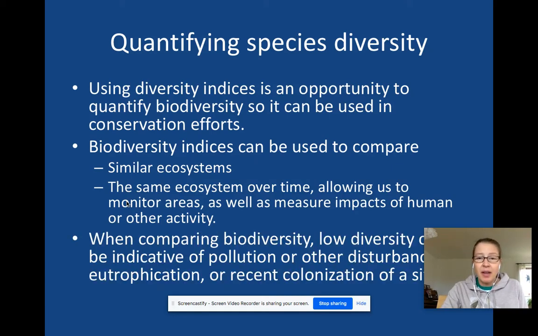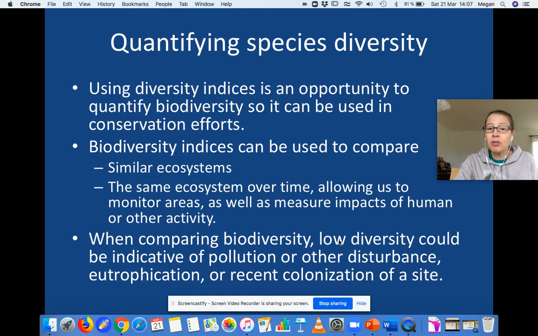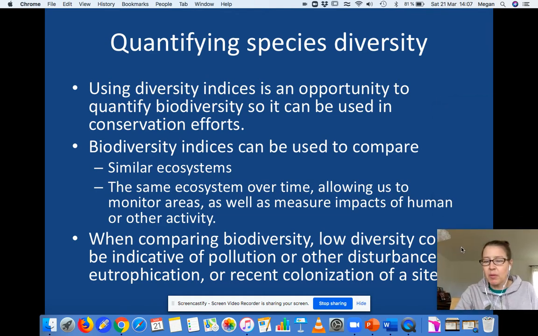And then when we're comparing biodiversity, we know that low biodiversity could be indicative of pollution or some other disturbance, eutrophication, or maybe recent colonization from some invasive species or something like that.